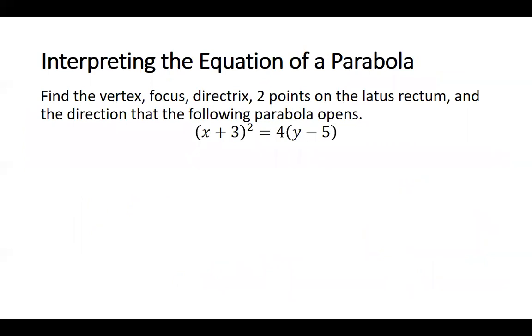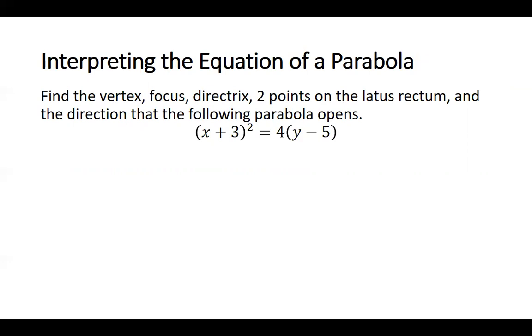So let's put it to use, interpreting the equation of a parabola. Find the vertex, focus, directrix, 2 points on the latus rectum, and I'll explain what that is as we go through this, and the direction that the following parabola opens. One of the first things you look for is what direction it opens, because that tells you where to do everything else and how we have to treat it. So we're dealing with x plus 3 squared is equal to 4 times y minus 5.